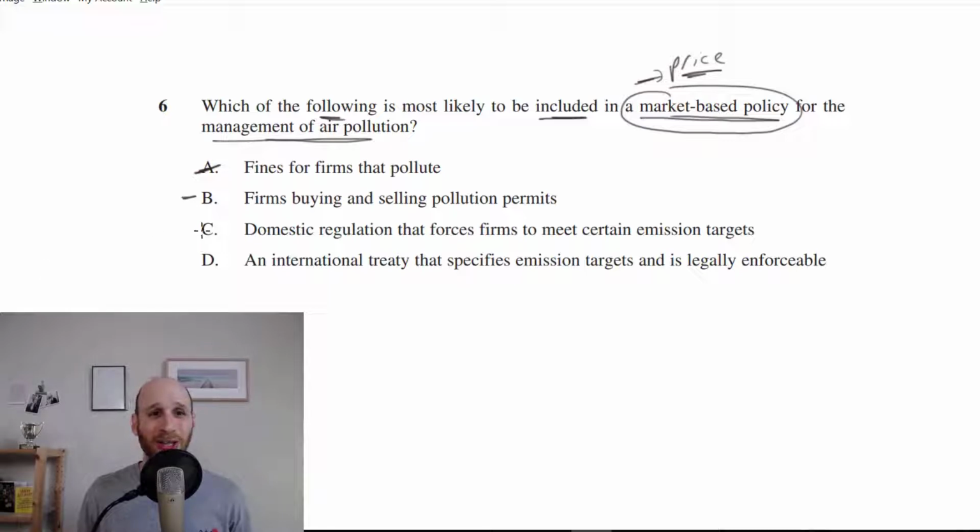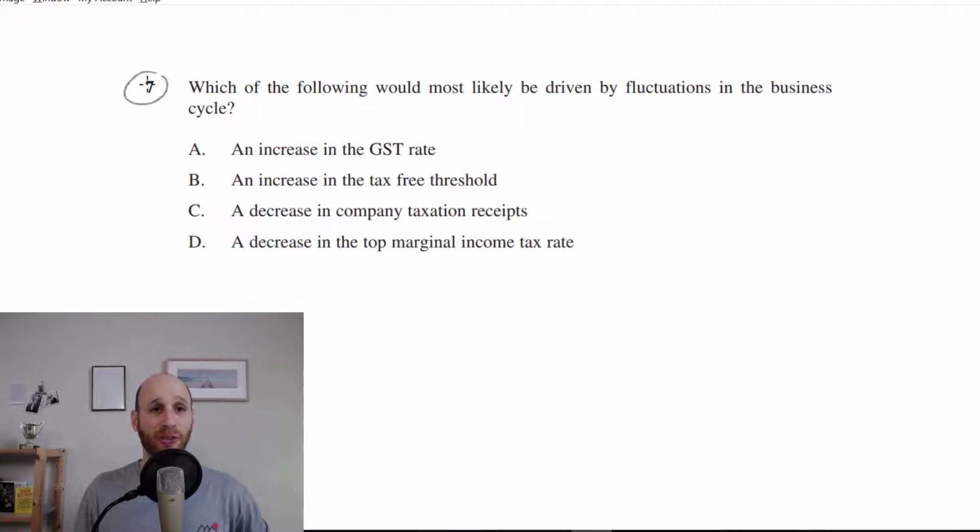C, well, that's regulation. That's not market-based. That is rules set by the government. And D, well, that's an international treaty. So you can see here that even if you weren't sure about B, you can discount A, C, and D quite easily. Here we are at question 7.